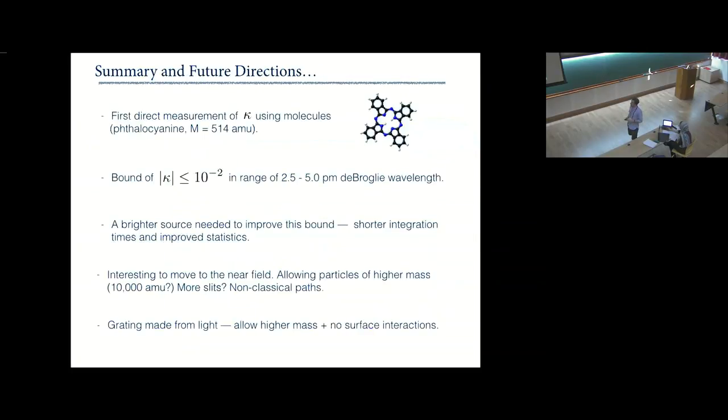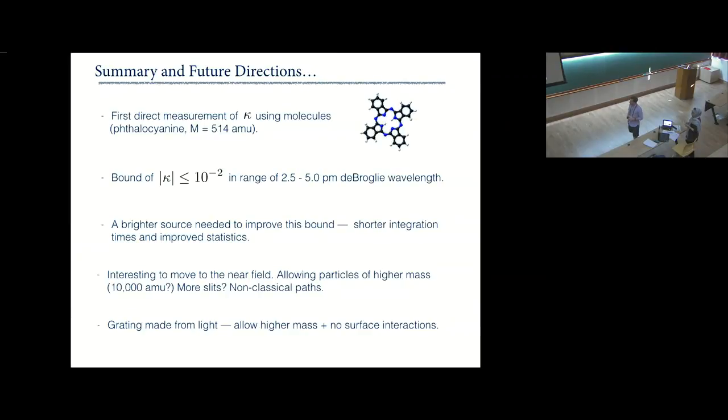Okay, so in summary, I believe this to be the first direct measurement of kappa using matter waves, certainly using molecules. Phthalocyanine, which has a mass of 540 AMU. We achieve a bound of a part in 10 to the 2 over the entire de Broglie wavelength range of 2.5 to 5 picometers. At the moment, we're limited by the statistics, so it's just the total number of molecules per unit bandwidth that we detect. So if we had a coherent source or monochromatic source, that would make life a bit easier. Likewise, if we had a brighter source, it would improve the statistics and decrease the acquisition time.